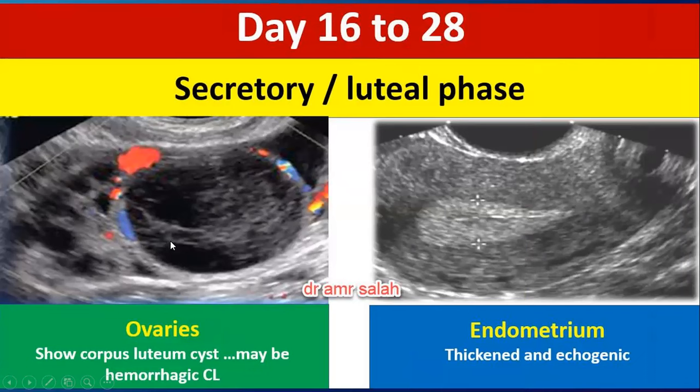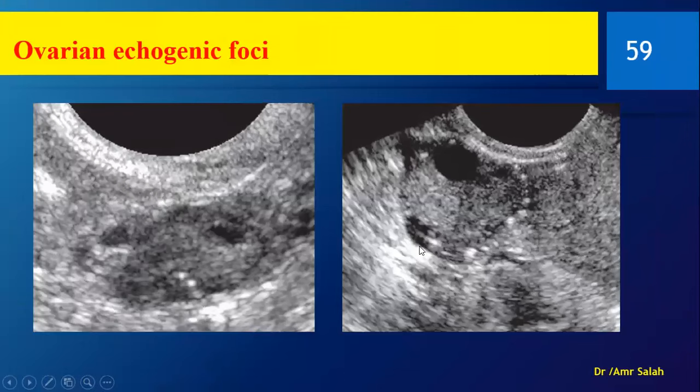The corpus luteum has been formed, and I see the ring of fire here, okay? And this corresponds to thickening and echogenicity. This is echogenicity in the endometrium. It's also called secretory phase, okay? Here, this is the ovary.